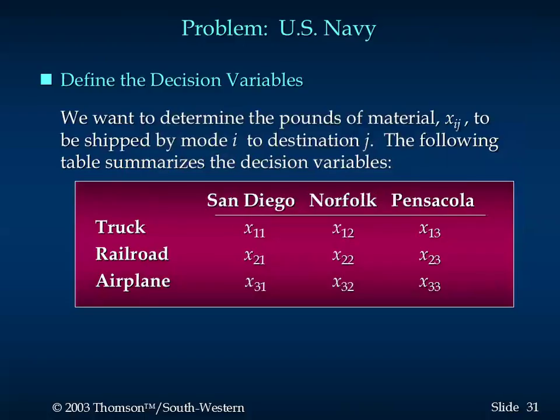So X11 is the quantity shipped by truck to San Diego. X12 by truck to Norfolk. X13 is by truck to Pensacola. X21 is by railroad to San Diego. X22 is by railroad to Norfolk. X23 is by railroad to Pensacola. X31 is by airplane to San Diego. X32 by airplane to Norfolk. X33 airplane to Pensacola. Okay, so these are the decision variables.